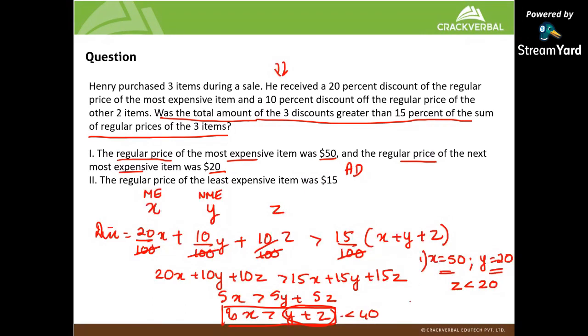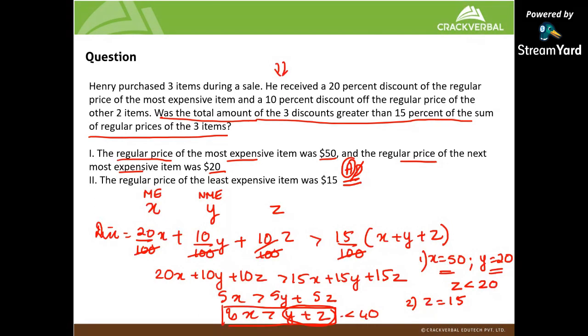The second statement, though, is very easy for me to eliminate, right? Because it just tells me z is equal to 15. It doesn't tell me what values x and y can take. Don't carry the information from the first to the second. If z is equal to 15, I don't know what x is, I don't know what y is. x can be 17, y can be 16, or x can be 300, y can be 17, right? So I can get a yes, I can get a no, insufficient, answer A.